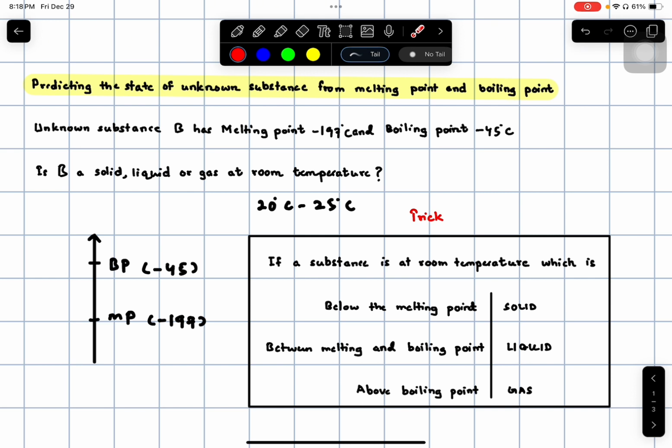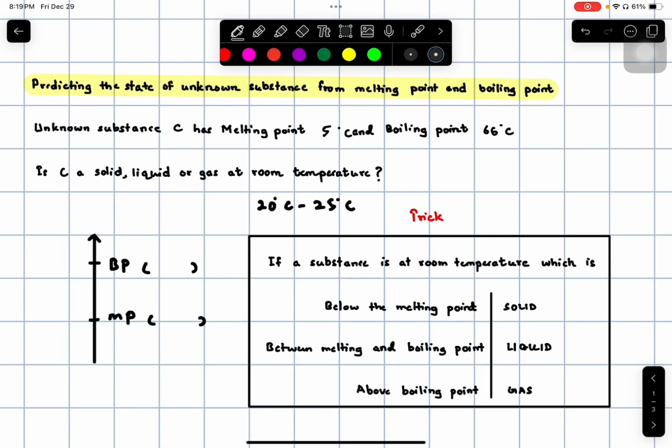For our next example, let's take a look at substance B, which has a melting point of -197 and a boiling point of -45 degrees Celsius. So we're going to put them on the temperature line as usual, and the boiling point is -45 and the melting point will be at a lower place, which is -197 degrees Celsius here. Now, at room temperature, which is 20 to 25 degrees Celsius, substance B is somewhere in here. So, if a substance is above the boiling point at room temperature, then it will be a gas. This means that substance B has been evaporated or boiled into a gas because it's above the boiling point already.